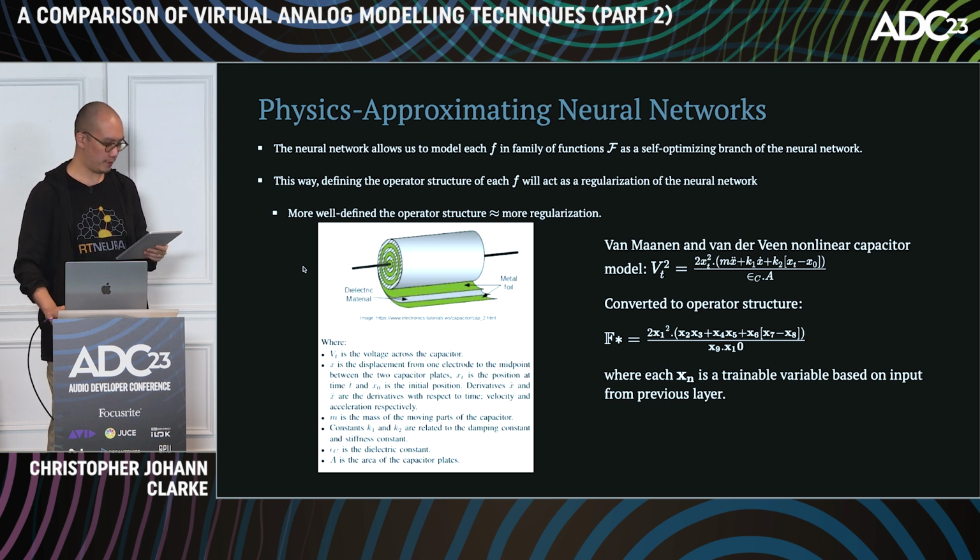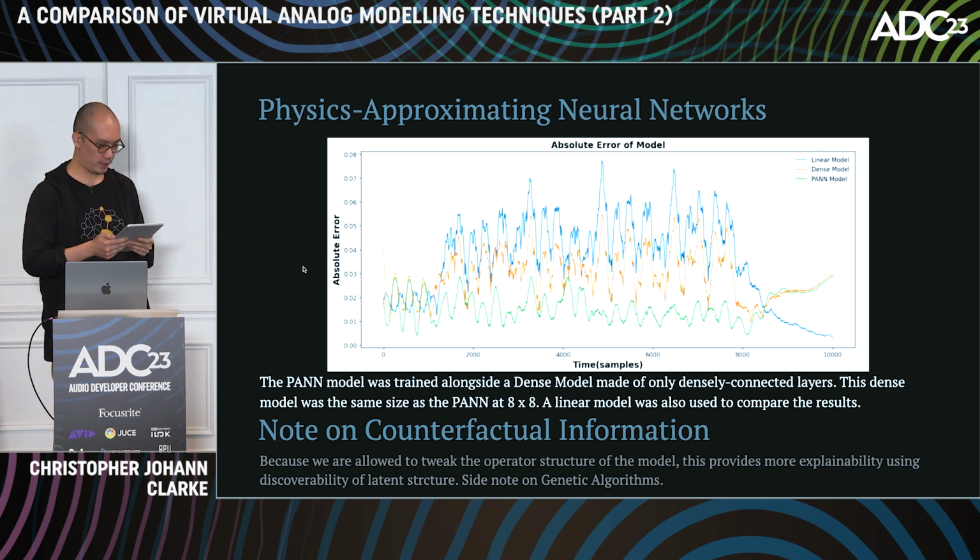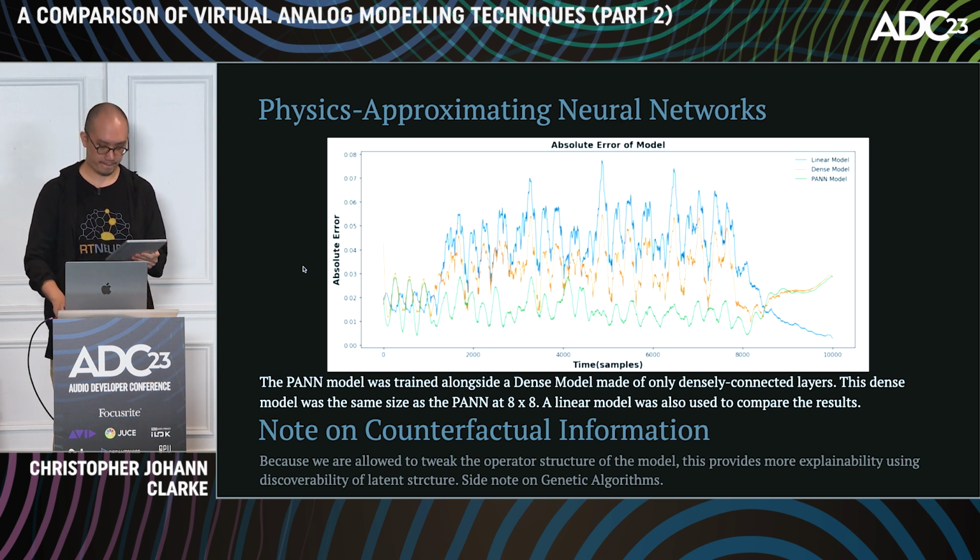I use the example of a nonlinear capacitor from the paper. This physics model is converted into an operator structure like so. With this, the trained model does much better than a regular neural network on this problem. We can see here that the error is much lower than both the regular neural network or a linear model that assumes no nonlinearity. On the counterfactual information this provides, we can explain more of the system depending on the success of the operator structure. This lends itself very well to genetic algorithms, such as the one shown before.